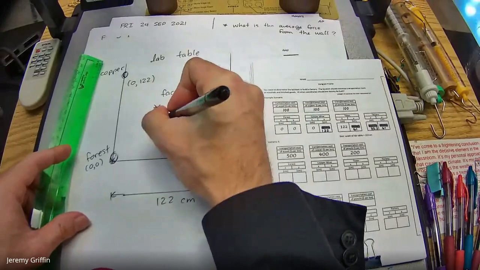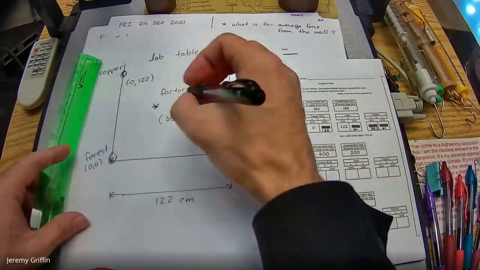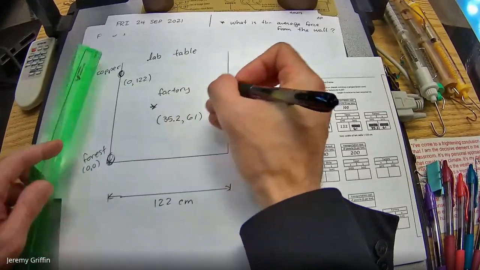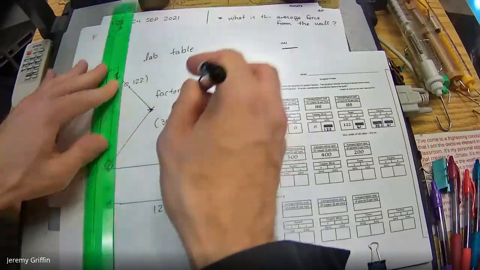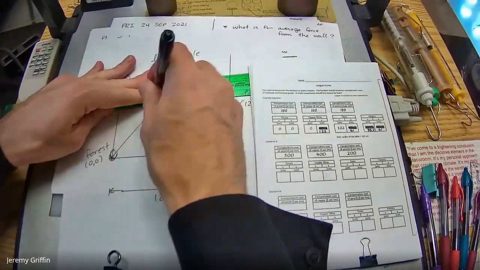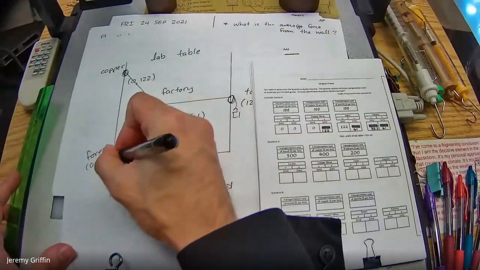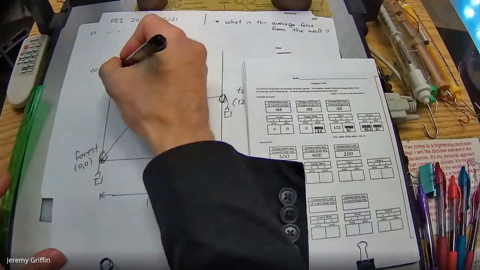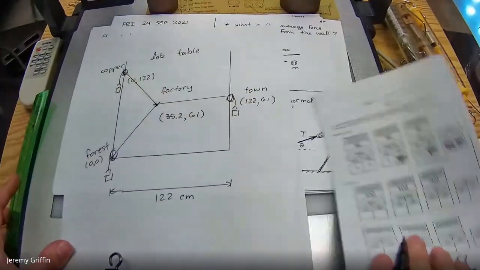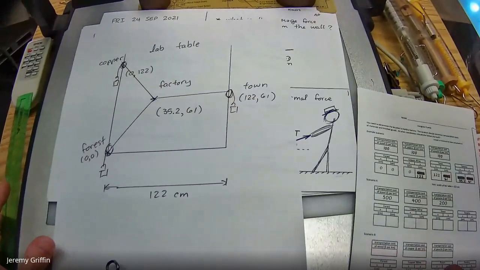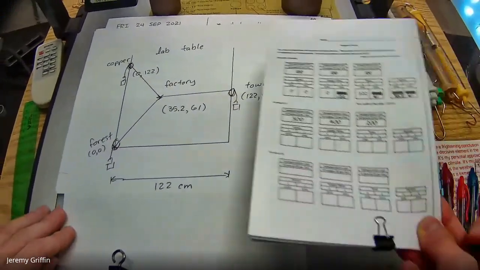And this is the coordinate, 35 centimeters over, actually it's 35.2 if you get it really precise, and 61 centimeters up. So the strings would go like this, string, string, string. Of course, you've got lab weights hanging over the edge, lab weight, lab weight, lab weight. Okay. You guys get that? How's it working? Questions so far? All right, so that's my example setup.